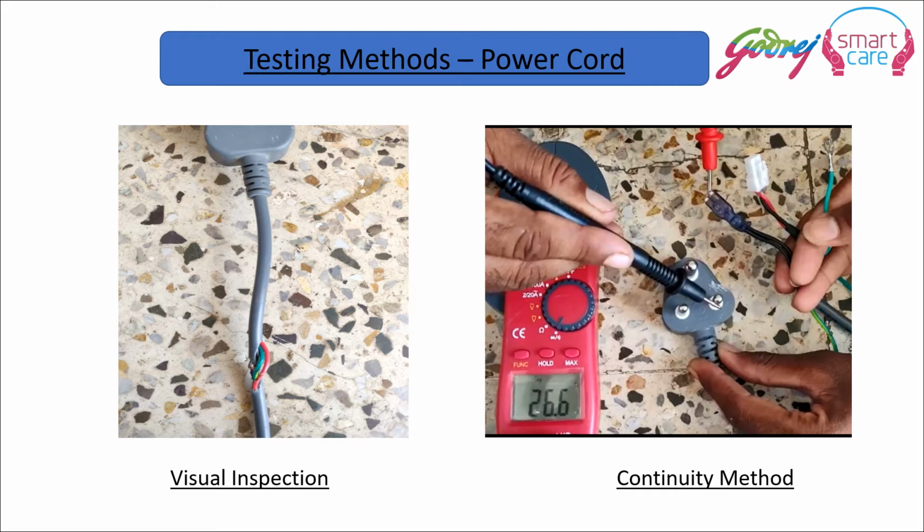Visual inspection to check whether the insulation of the power cord is cut due to some damage, physical damage. And then we have to check the voltage and the continuity. First we have to check the continuity between the pin and the wire end at the other end. Each pin, the neutral, phase and the earth, and the neutral, phase and earth wire at the other end. We have to check the continuity to see whether the wires are continuous or whether they are broken somewhere in between.